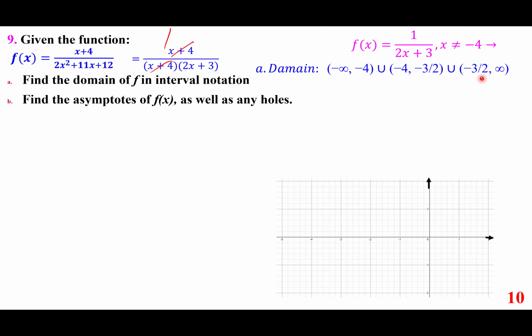Find the asymptotes of f of x as well as any holes. The holes I've mentioned already. You factor completely. If there is any common factor, you drop it, and it creates a hole at x equals -4. And how do you find that hole? You have to put it now into the simplified version to figure out what that hole is.